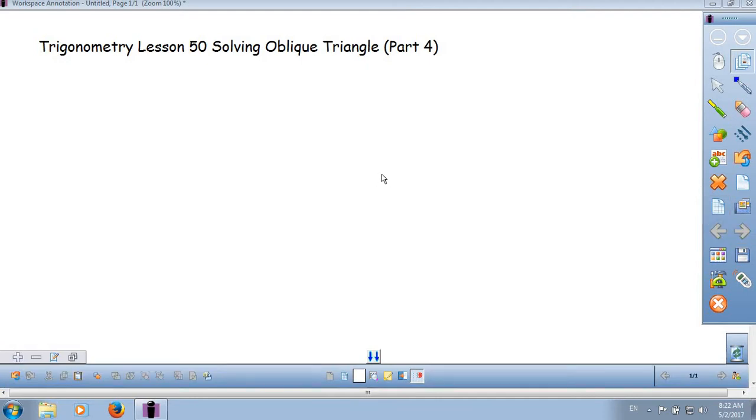Today we're continuing our discussion in trigonometry. Today is our trigonometry lesson 50. We have been talking about solving the oblique triangle using the law of sines before.